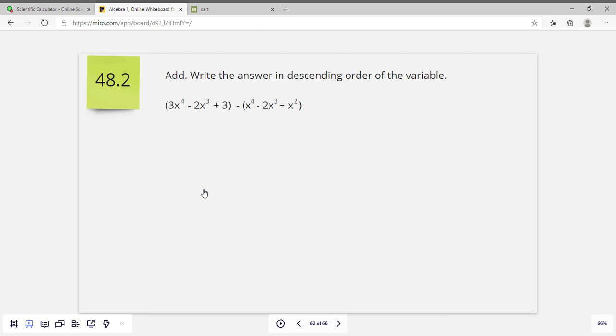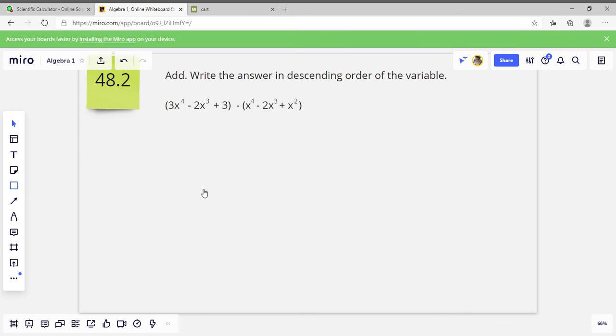This one says add, write the answer in descending order of the variable. So we've got 3x to the fourth, and then we have x to the fourth, and we're subtracting. This means minus. So 3x to the fourth minus 1x to the fourth, we would have 2x to the fourth. Descending order of the variable means we have to go down. So the next one, we did the fourth, now we're going to do the third. Negative 2x to the third minus negative 2x to the third.